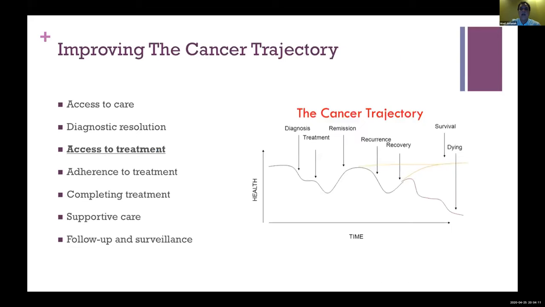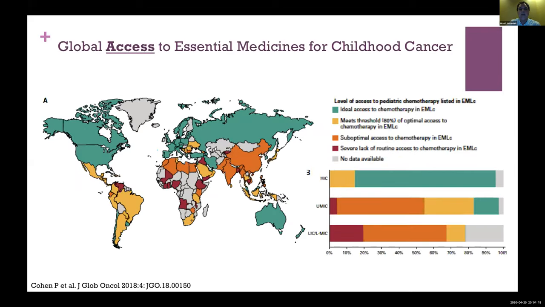So the other aspect is access to treatment. And this is a study that was conducted recently, 2 years ago. And it was a cross-sectional web-based survey to pediatric oncologists registered on the Cure for Kids web portal. And as you can see, it's a colorful map.